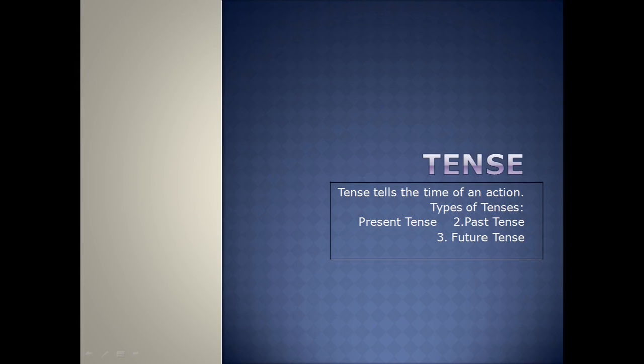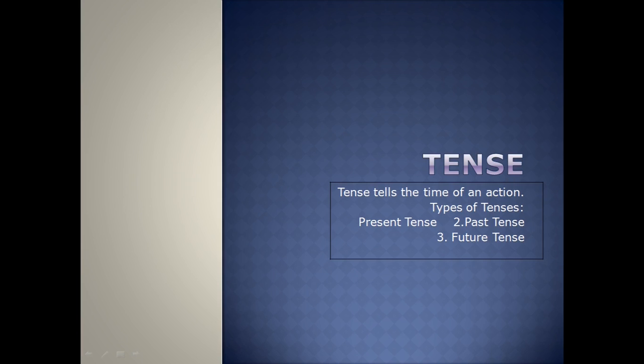Let's start it. First of all, what is the definition of tense? The definition of tense is that tense tells the time of an action. Whenever we want to know when the action happened, whether it happened in the past, present, or future, we need to learn the tenses for that. We need to learn the time of that action and tenses for that.